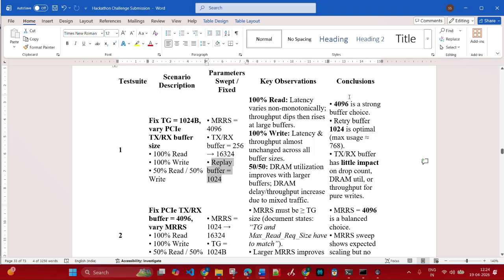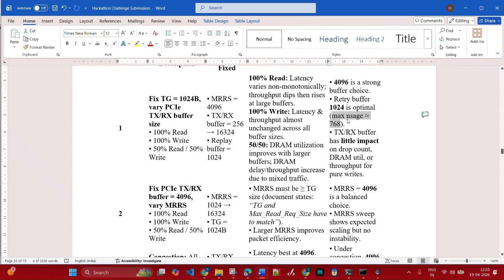So these are my conclusions. What I'm saying is I need 4096 as the buffer size, and for my retry buffer, I'm saying 1024 is needed because max usage is 768. But when we observed for 50% read or write scenarios, we will be getting only 512, but the best use case is better, so 1024 is the best one.